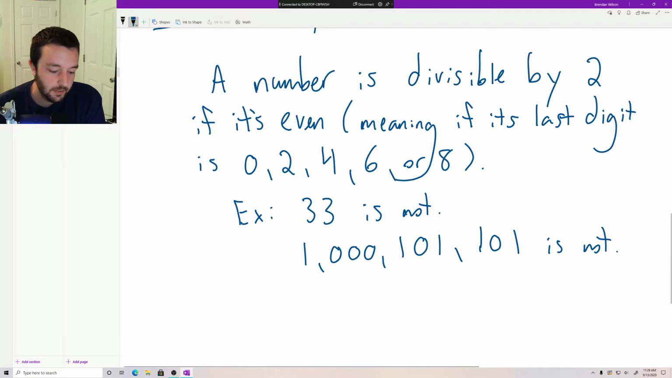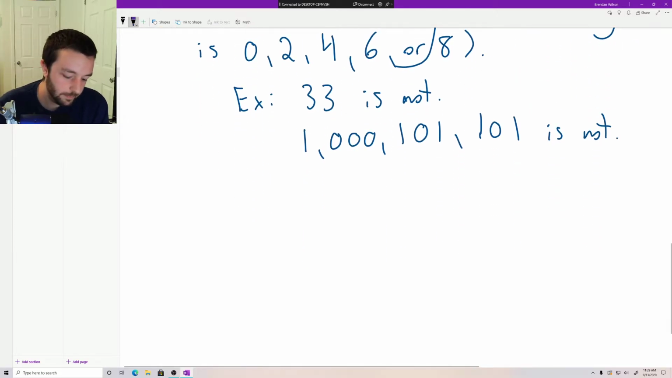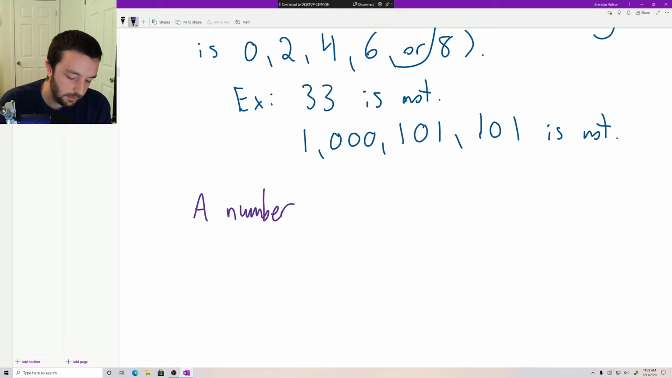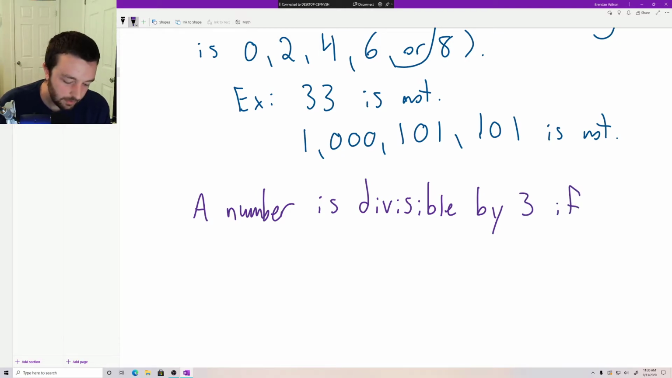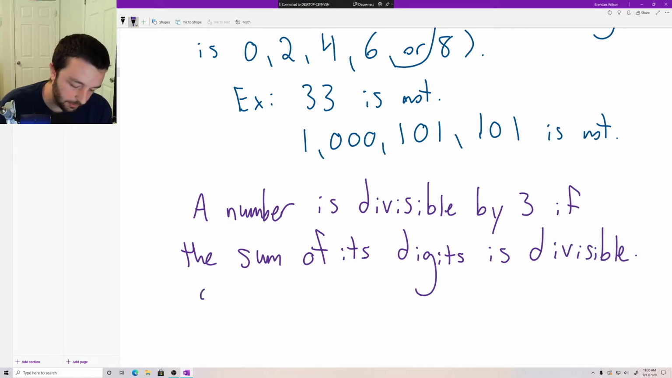3 is a little bit different. With 3, you actually have to do a little bit of work to test. So a number is divisible by 3 if the sum of its digits is divisible by 3.